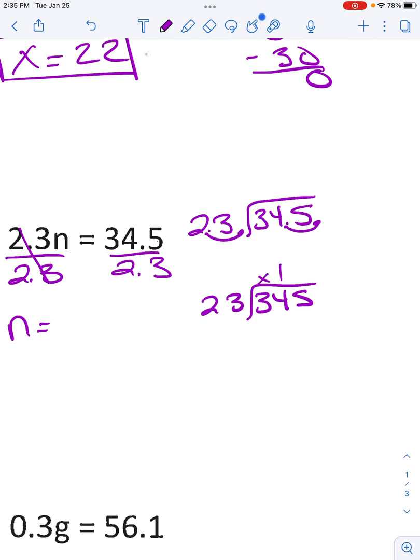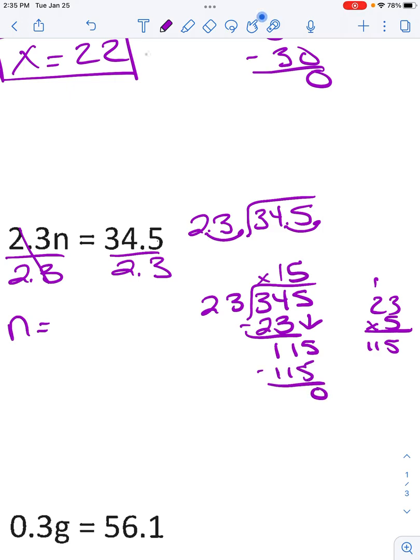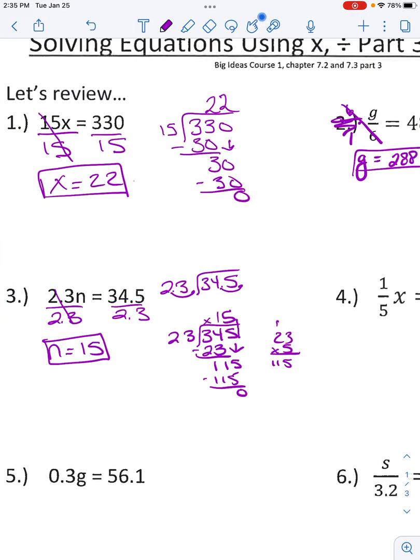23 won't go into 3, but it will go into 34 once. And you may have to do a little guess and check. It goes in 5 times evenly. Remember your decimals back here now, so it's just a whole number, 15. N is 15. Okay. To double check your work, you would do 2.3 times 15 to make sure it equaled 34.5.